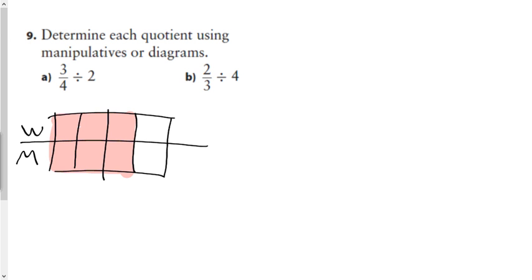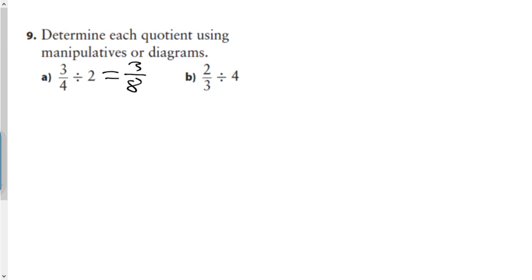This is myself and this is my wife's. How much do each of us get? Well, what used to be divided into 4 pieces is now divided into 8. And I'm going to have 3 of those 8 pieces. So therefore, 3/4 divided between two people is 3/8 each.